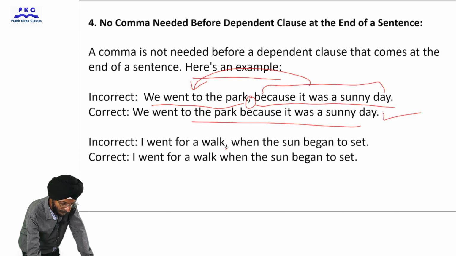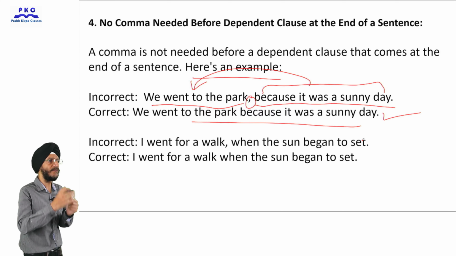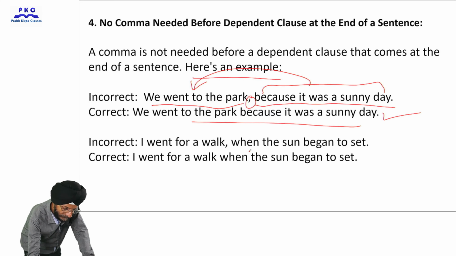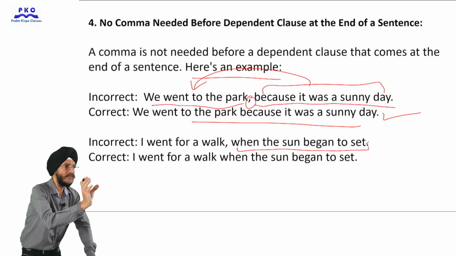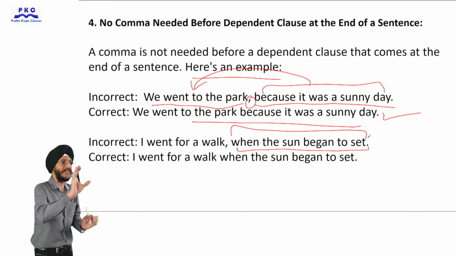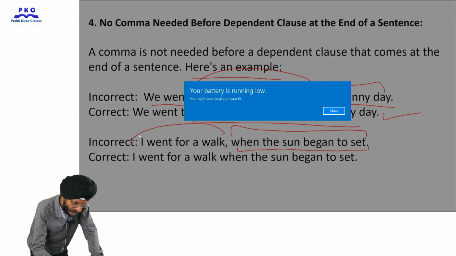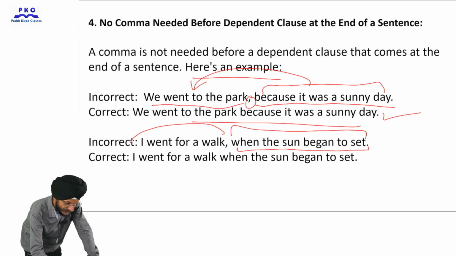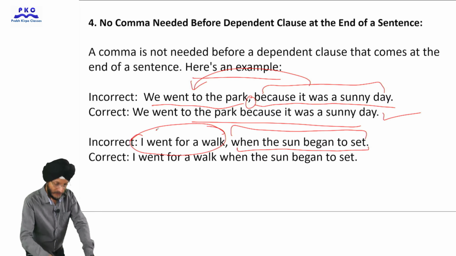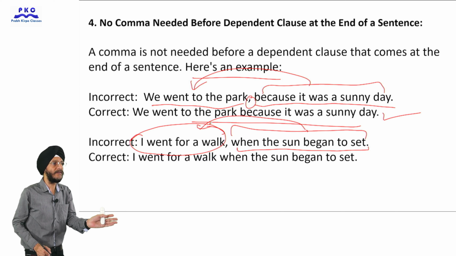Next example, I went for a walk when the sun began to set. We can say that in the evening we went for a walk. I went for a walk. So when the sun began to set, it is a dependent clause. This part of the sentence cannot stand alone. This is a dependent clause. I went for a walk. This is the independent clause. This part, when the sun began to set, depends upon the independent clause.